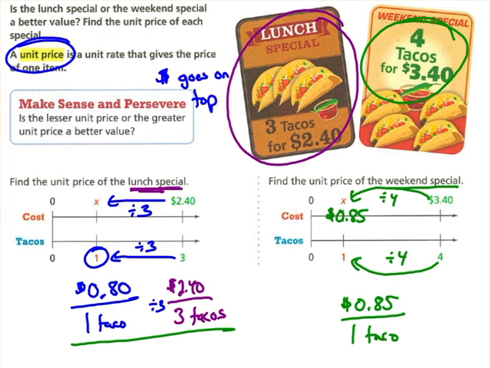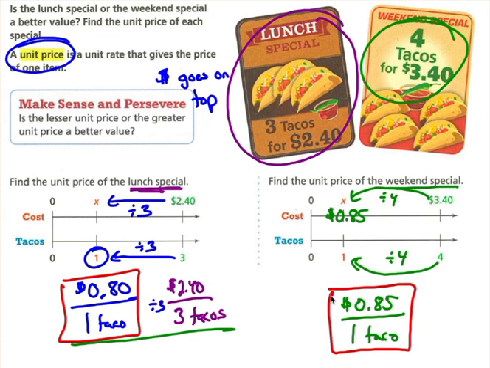Okay? Now, what if I asked which one was the better deal? Well, here I have 80 cents a taco. Here I have 85 cents a taco. Remember, when I'm paying for something, I'd rather pay the smallest price I can. So the lunch special is the better deal. I'm only paying 80 cents instead of 85 cents.